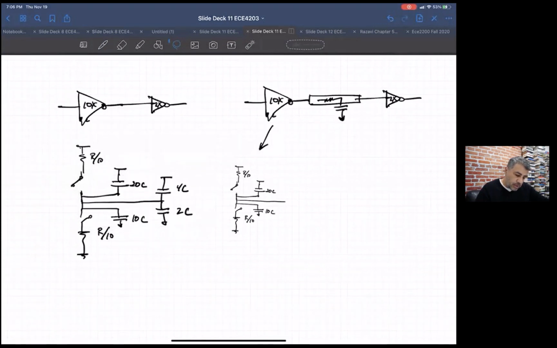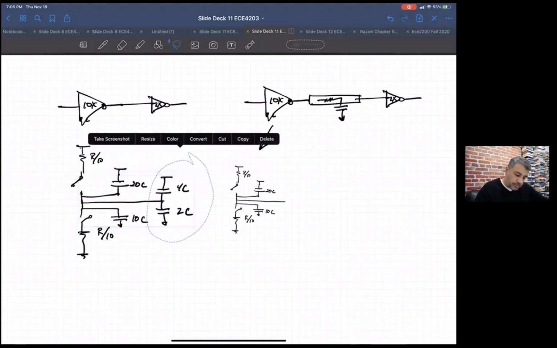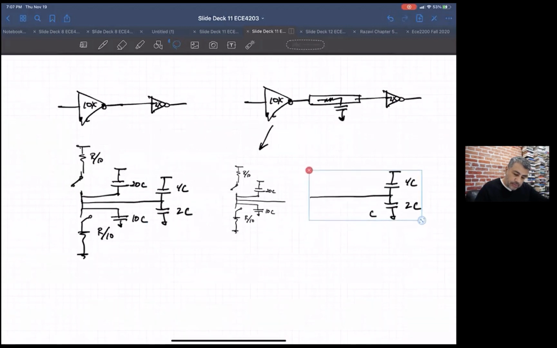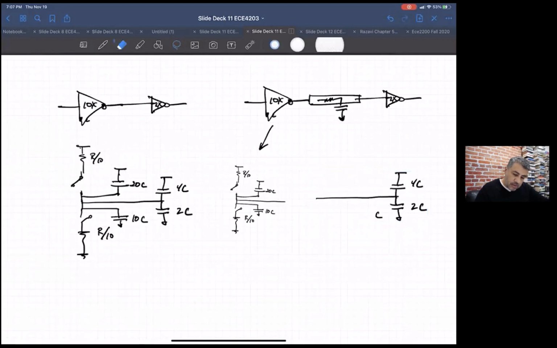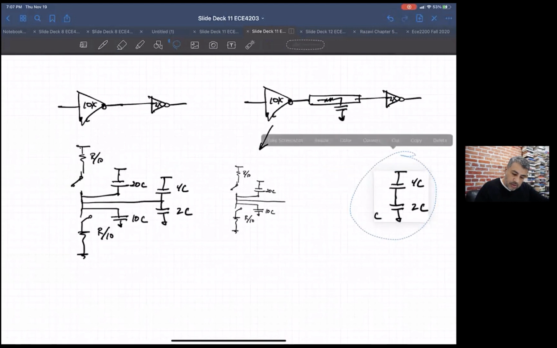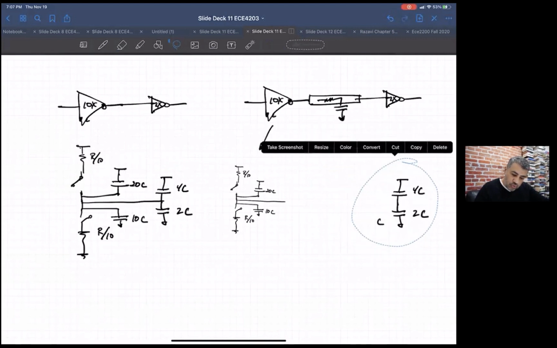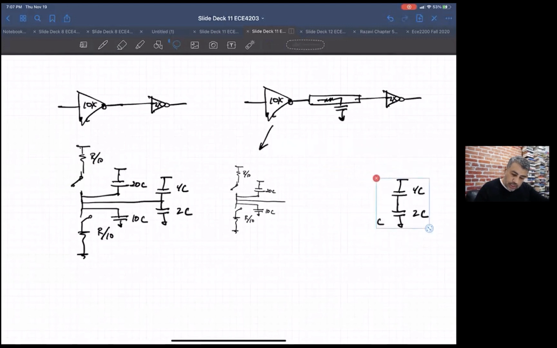Oops, didn't like that. Come on, just grab that. Okay. And get rid of that. Size, there we go.